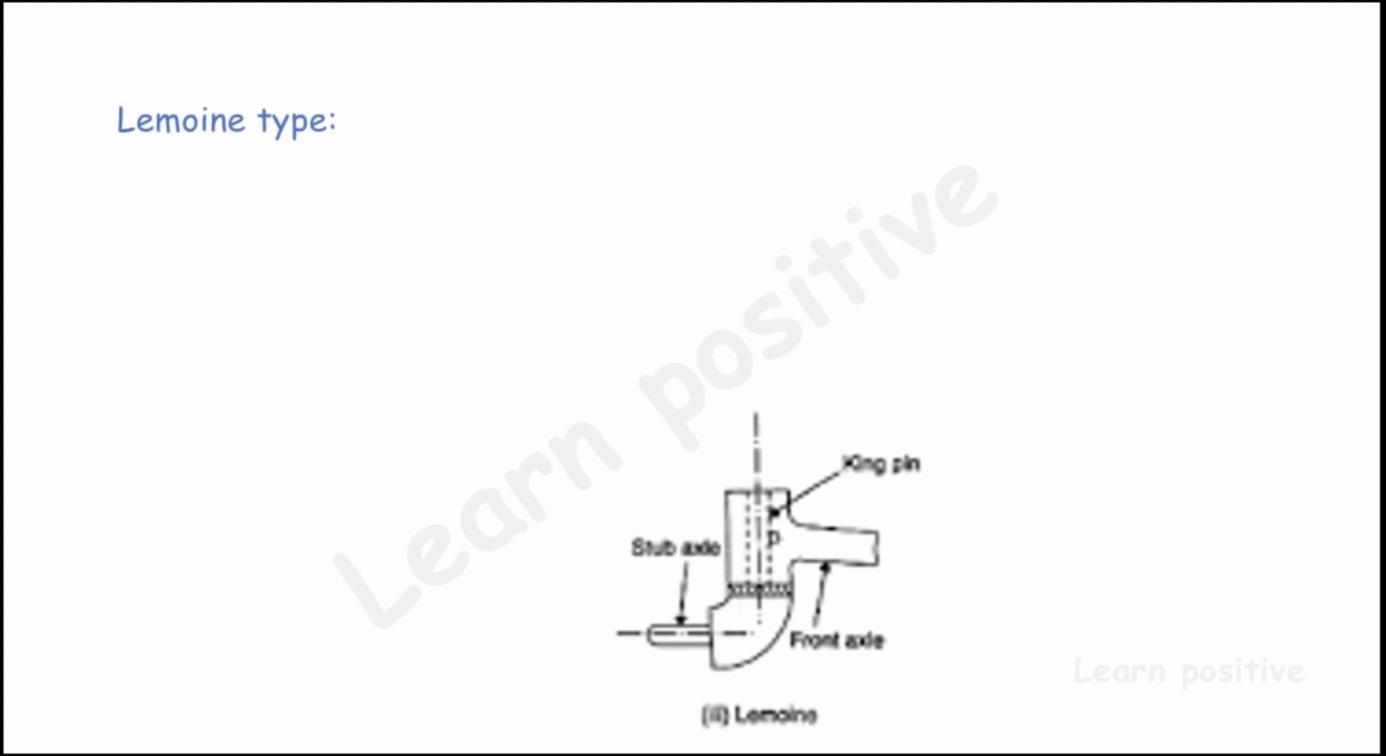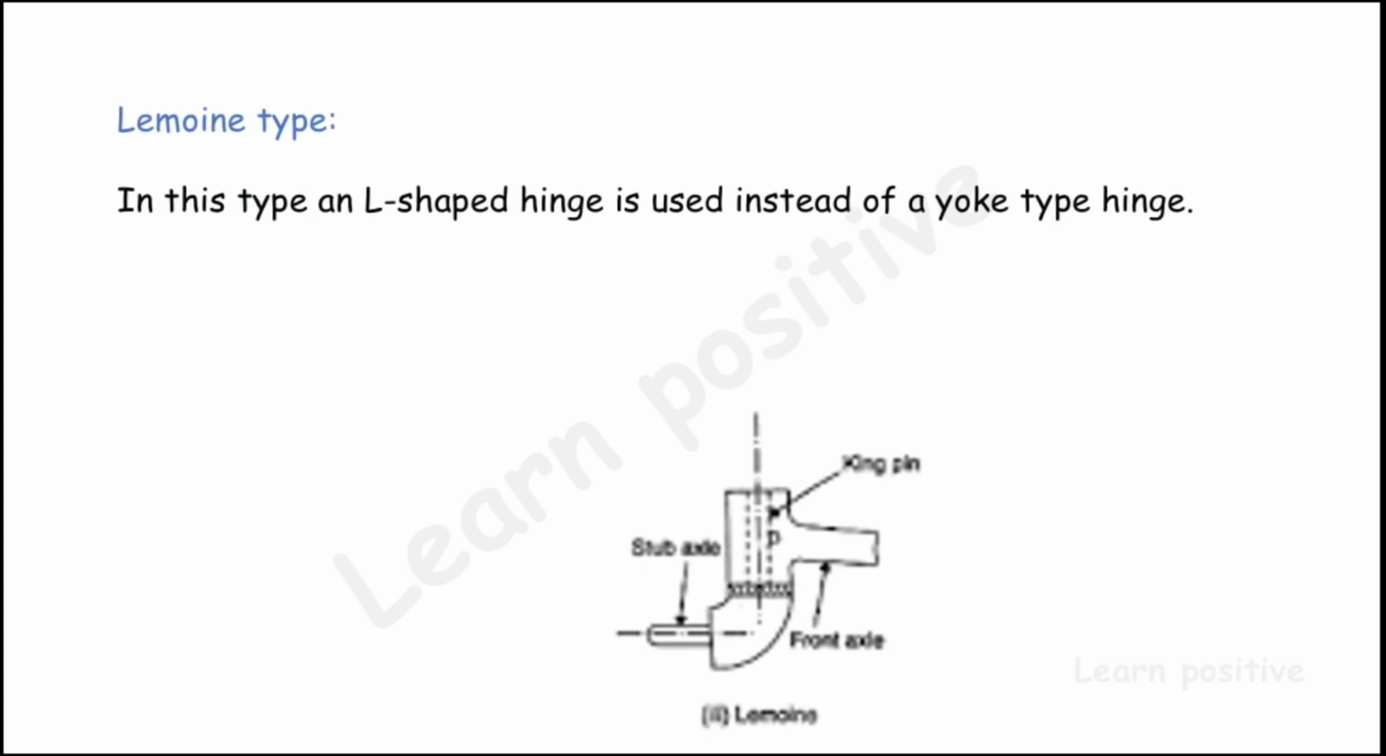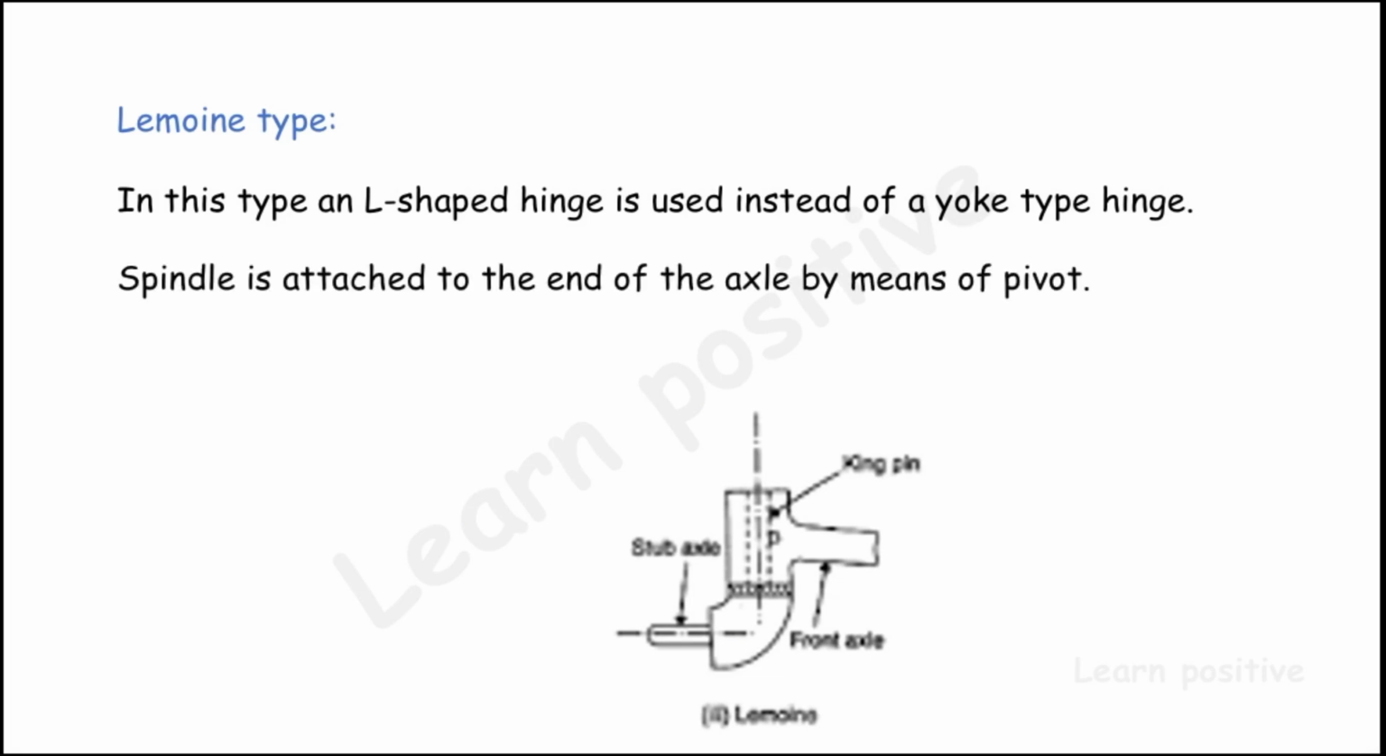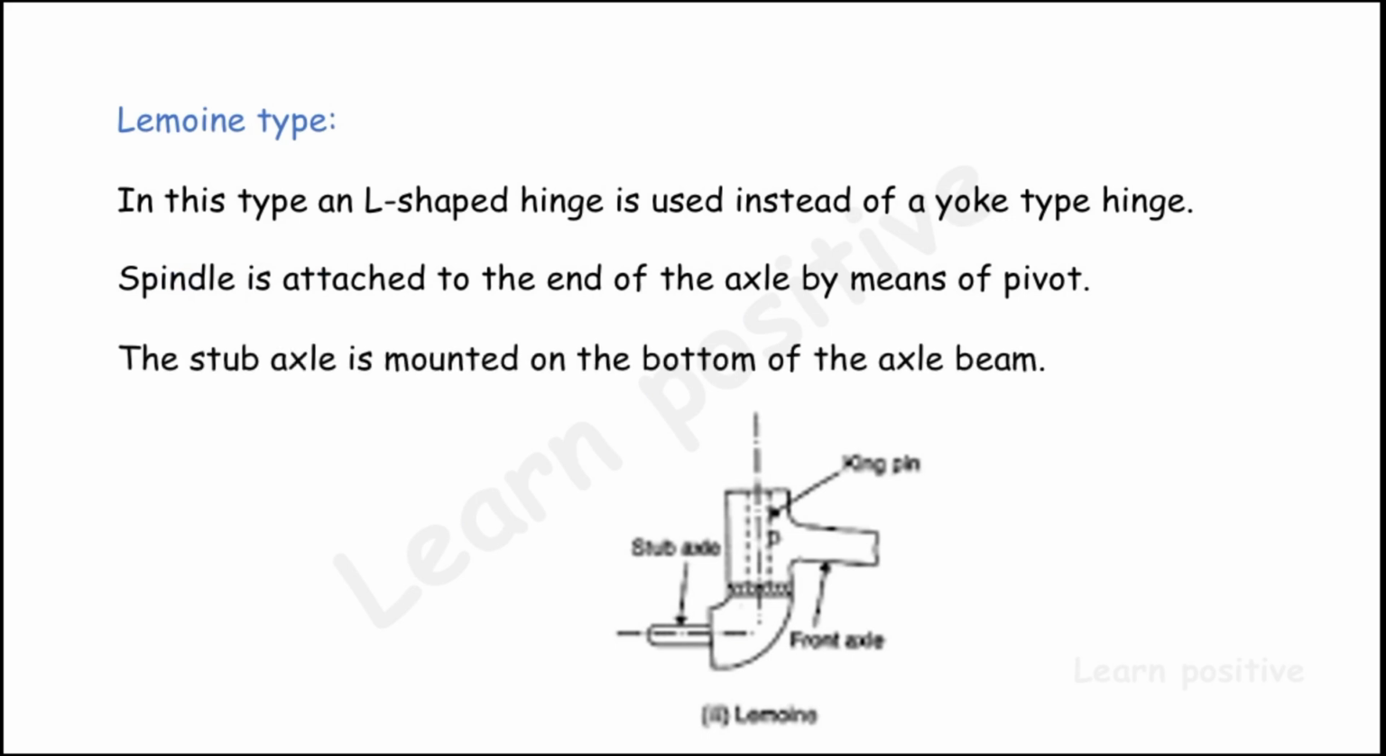And Lemoine type. In Lemoine type, an L-shaped hinge is used instead of the yoke type hinge in the Elliott joint. The spindle is attached to the end of the axle by means of a pivot. It is fixed and mounted on the bottom of the axle beam. It is used in tractors mostly.